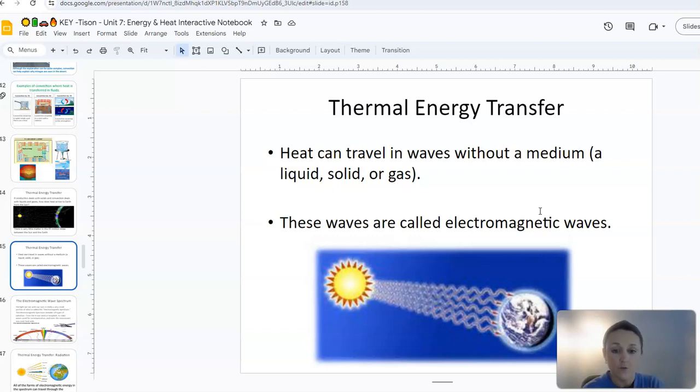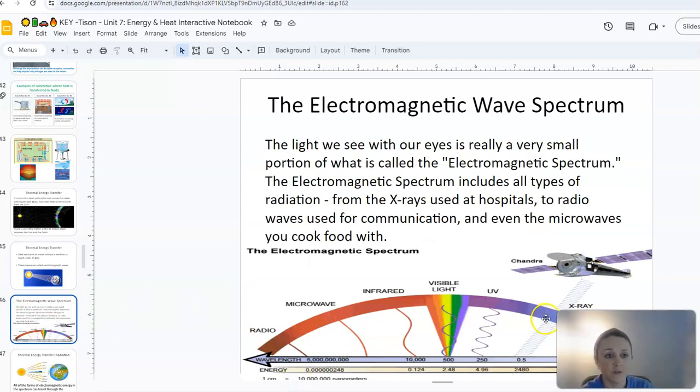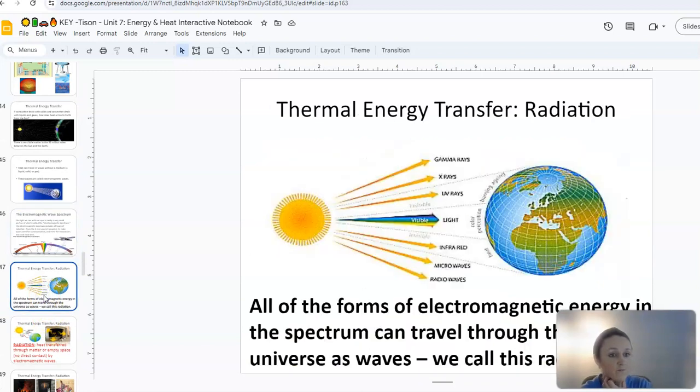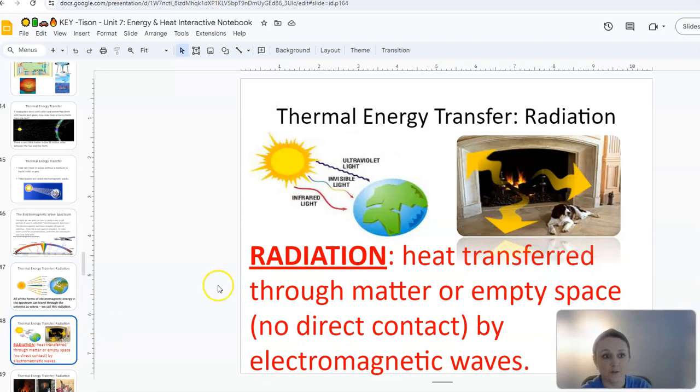So it is transferred in waves, electromagnetic waves. We can see the sun's rays, UV rays, well, specifically visible light from the sun. So when we look at this electromagnetic spectrum, we see all of these electromagnetic waves. We know that heat transfer by waves is going to be radiation. All right, so we can see that we have visible light right here in the middle that we see through Earth. We also have different forms of radiation, different forms of electromagnetic energy in the spectrum that can travel through the universe as waves. Those are all forms of radiation. Some are harmful, some are not. We'll get to that in the next unit.